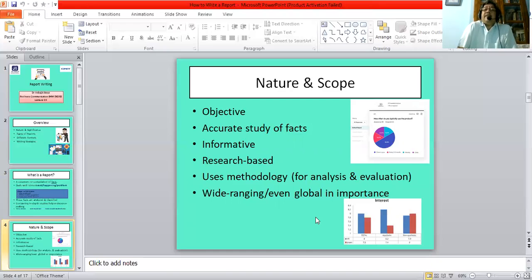Basically, reports are informative, they are research based because they deal with detailed or in-depth analysis of a certain topic or problem, and some kind of methodology for analysis and evaluation of the facts or problems are used in the reports. Obviously, the implications for the studies that are carried on in the reports are extremely wide-ranging. Sometimes they may be even global in importance.